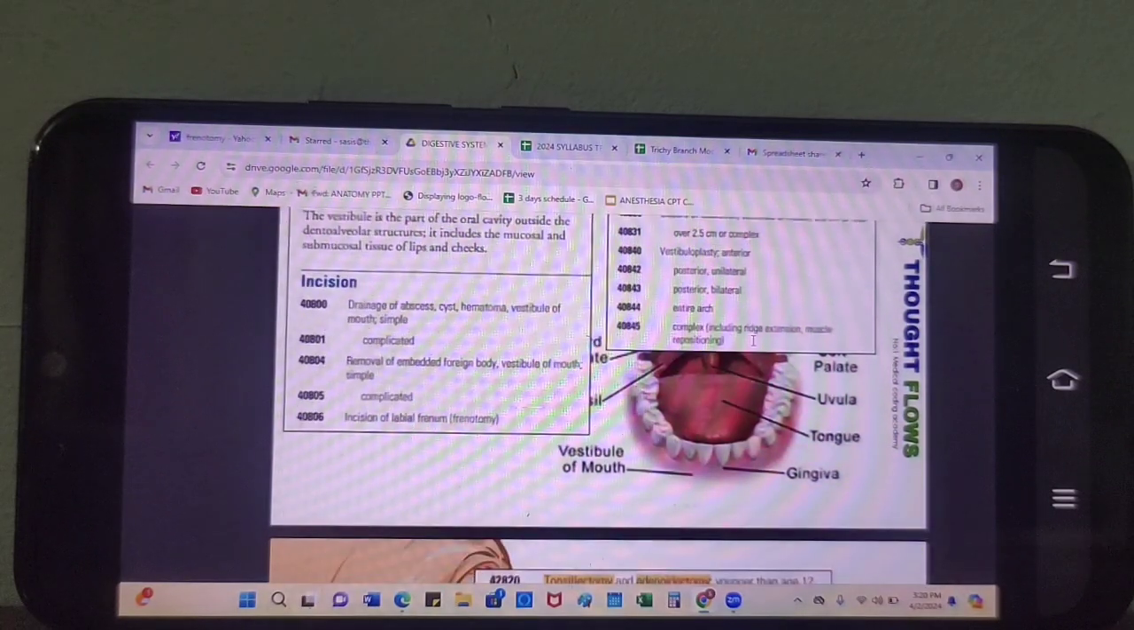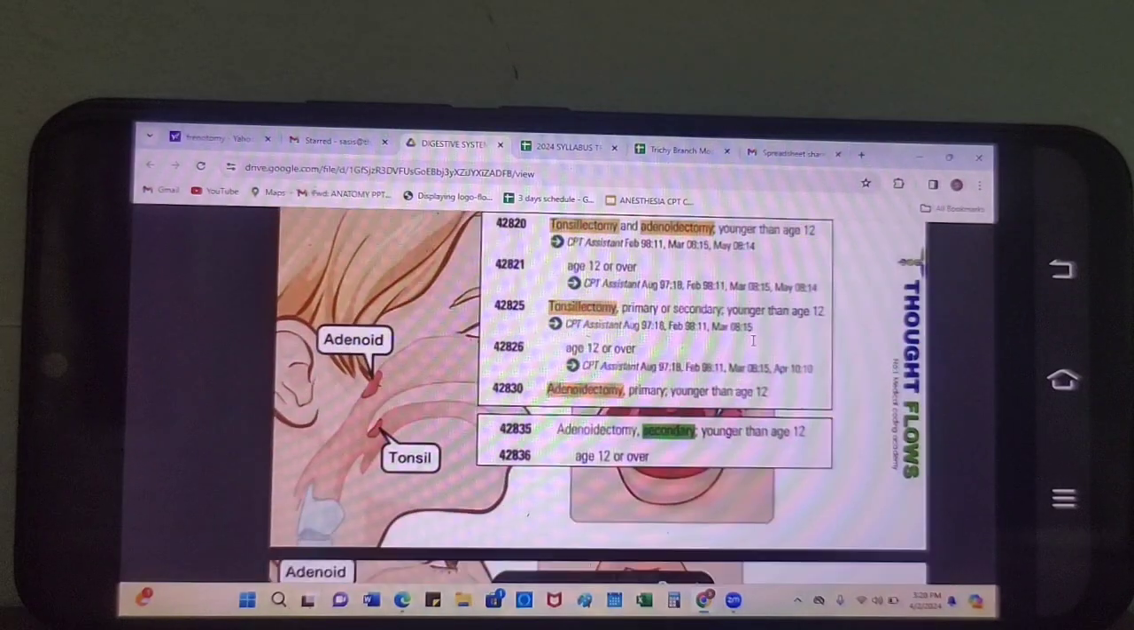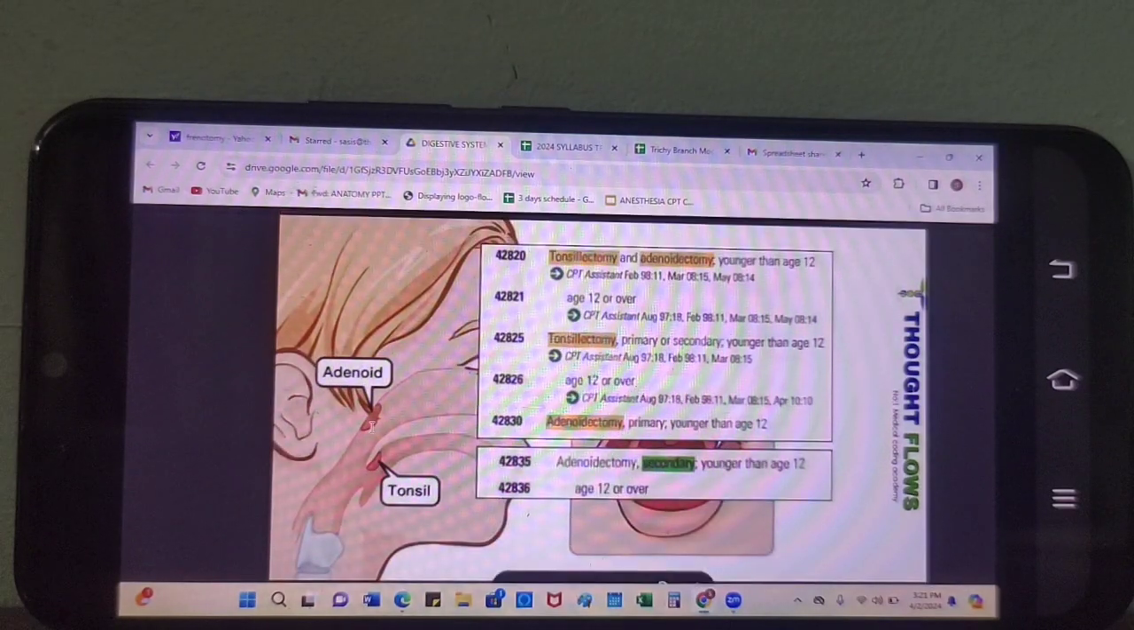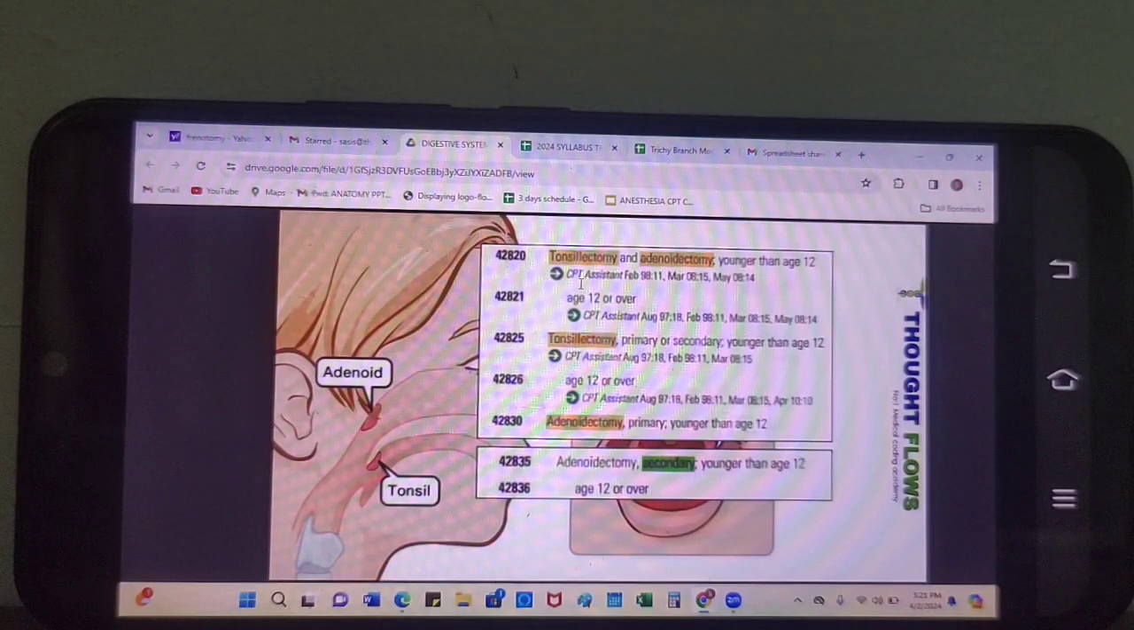Direct coding. Now, tonsillectomy and adenoidectomy. See that, adenoid and tonsil, removal of tonsil and adenoid. If the patient has a problem of both tonsil and adenoid, tonsillectomy and adenoidectomy: younger than 12 years of patient age, 820; 12 years or older, 821.